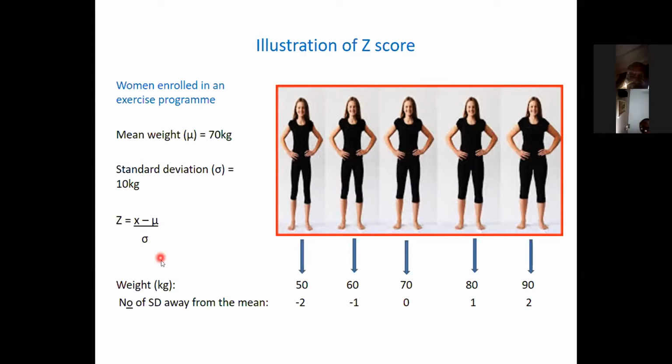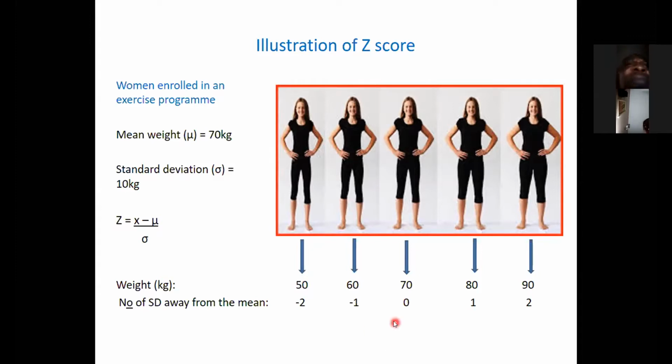20 divided by 10, which is the standard deviation, gives you 2. The person that weighs 60, when you remove 70 from 60, it will be minus 10, right? You say 60 minus 70 is minus 10, divided by 10, it gives you minus 1. And the person that weighs 50, 50 minus 70, it will be minus 20, divided by 10, it will be minus 2.